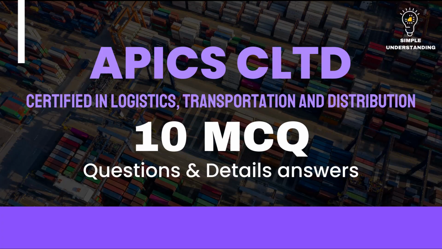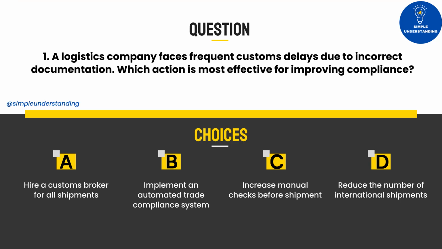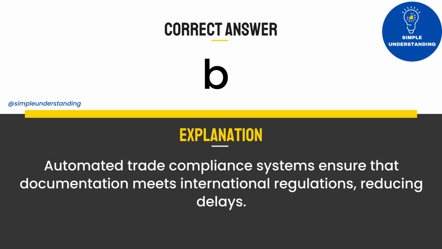Let's take a small practice test for Section H. 1. A logistics company faces frequent customs delays due to incorrect documentation. Which action is most effective for improving compliance? A. Hire a customs broker for all shipments. B. Implement an automated trade compliance system. C. Increase manual checks before shipment. D. Reduce the number of international shipments. Correct answer, B. Explanation. Automated trade compliance systems ensure that documentation meets international regulations, reducing delays.